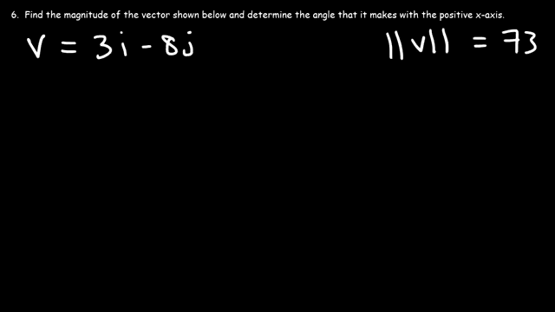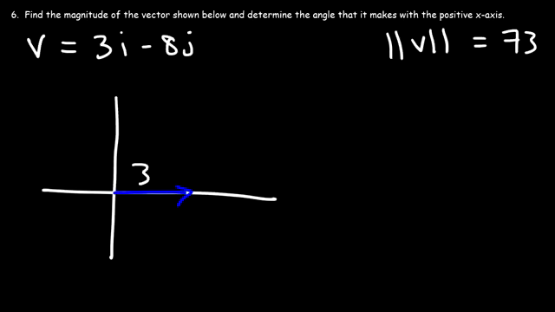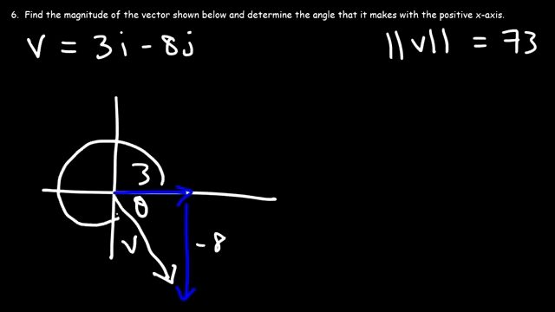Well, if we were to plot this vector as a position vector, starting from the origin, we would have to travel 3 units to the right, and then we would travel down 8 units. Now, this graph is not drawn to scale, but vector v would be going in quadrant 4. So how do we find the angle that the vector makes with the positive x-axis? And also, let's find this angle going counterclockwise from the x-axis.